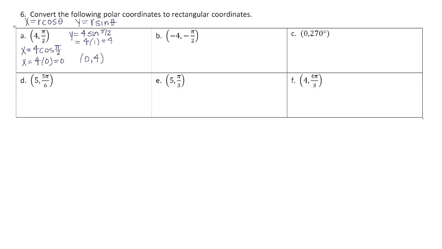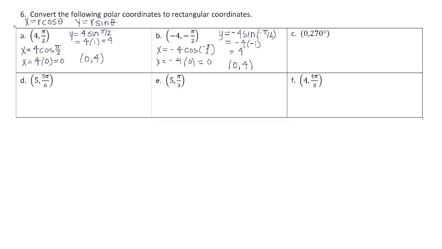All right, and we will follow the same process over here with the next set. So x is going to be negative 4 cosine of negative pi over 2. And so, again, this is still going to give us negative 4 times 0, which is going to generate 0. And then also, over here, we're going to have y equals negative 4 sine of negative pi over 2. And so that's going to give us negative 4 times negative 1, which is going to give us positive 4. So the ordered pair that we have here is 0, positive 4.